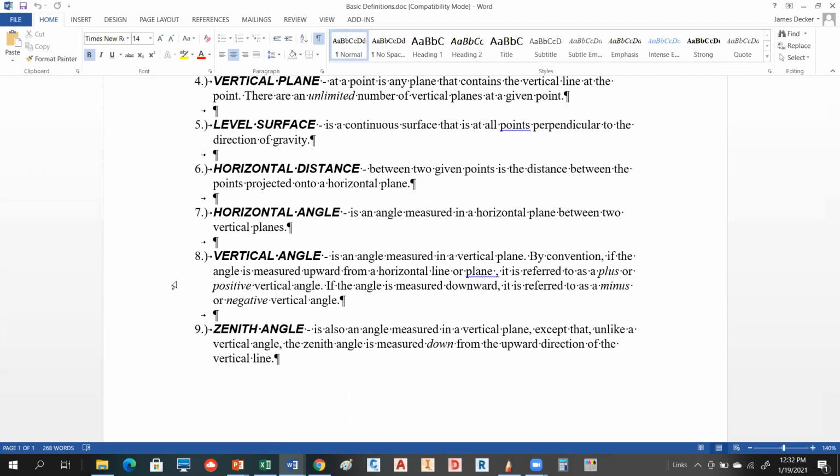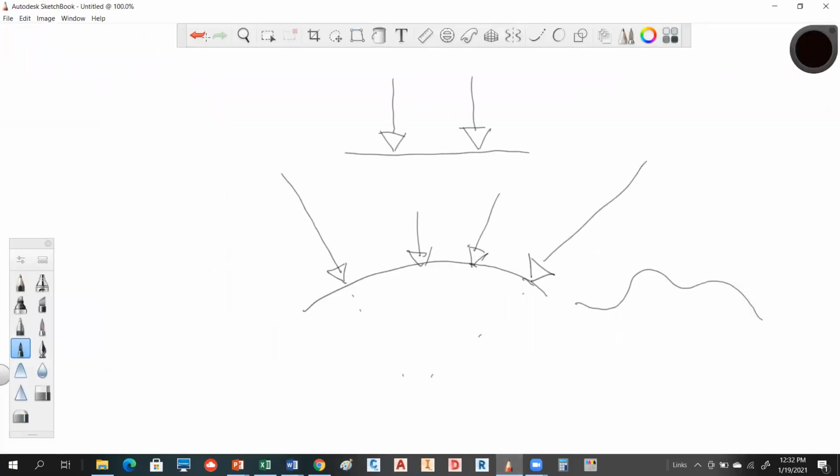So instead of taking your protractor, placing it in your horizontal plane, you rotate it until it's into the vertical plane. Okay, and these things are used a little bit less often, but we use them for things like slope reduction, or we use them for trigonometric leveling, those kind of things. There are two types of vertical angles.